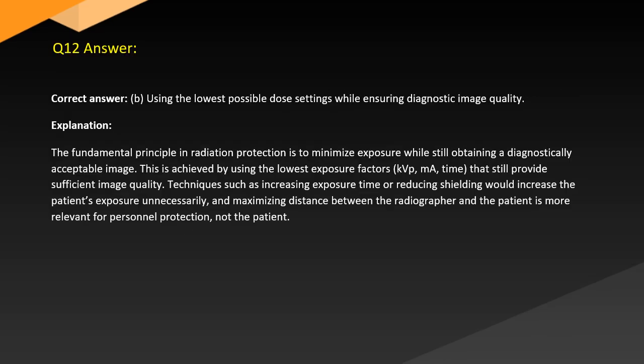Answer. Correct answer. B. Using the lowest possible dose settings while ensuring diagnostic image quality. Explanation. The fundamental principle in radiation protection is to minimize exposure while still obtaining a diagnostically acceptable image. This is achieved by using the lowest exposure factors, kVp and time, that still provide sufficient image quality. Techniques such as increasing exposure time or reducing shielding would increase the exposure unnecessarily, and maximizing distance between the radiographer and the patient is more relevant for personnel protection, not the patient.